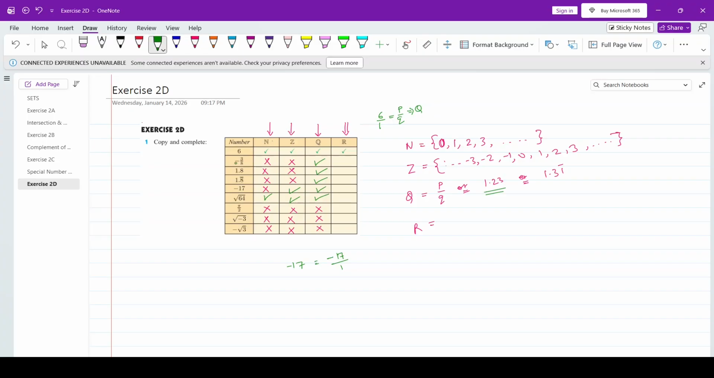We know all numbers are real numbers except for the imaginary ones. So among all these numbers, there is only one, square root of negative 3, that is imaginary. So this will not be a real number. Apart from it, all numbers will be real numbers.